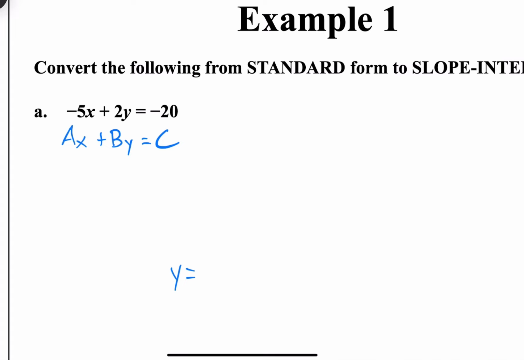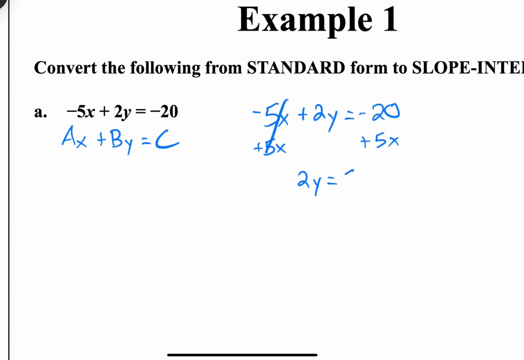So if I want to get to y equals, then I need to start isolating that y on that side. To do that, the first step is I need to get rid of the negative 5x. So I'm going to rewrite the whole equation over here so I can work with it. Equals negative 20. All right, so I'm going to move this negative 5x over to the right side by doing the opposite and adding it on both sides. That will cancel that one out, and I'm left with just a positive 2y equals 5x minus 20.